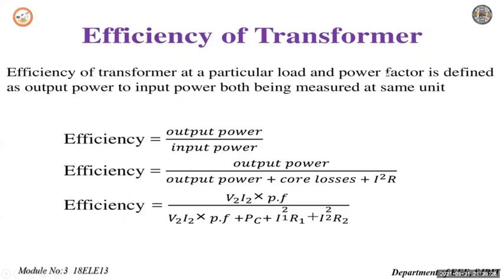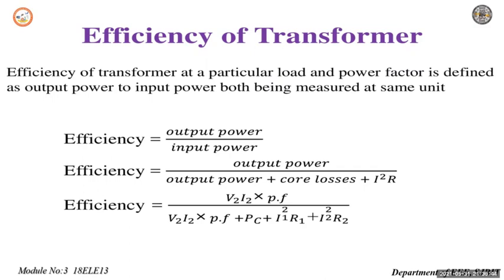Today's topic, efficiency of a transformer. In the previous class we studied the efficiency of a transformer. That is, efficiency is given by output power divided by input power. So the efficiency is given by the relation I have shown on the screen.